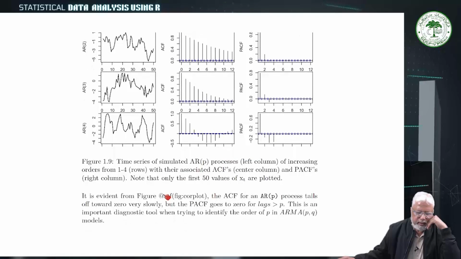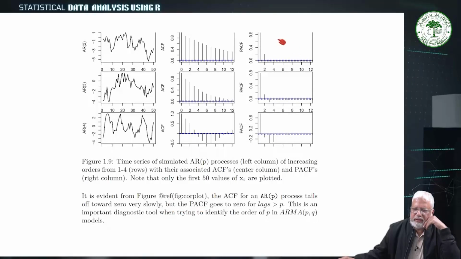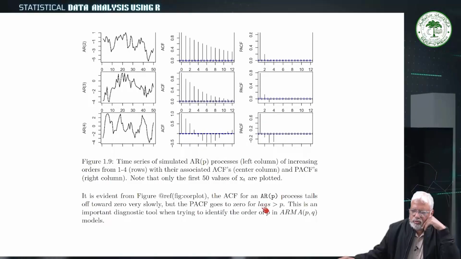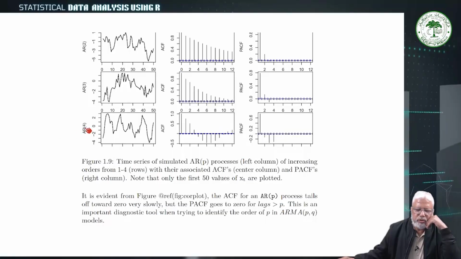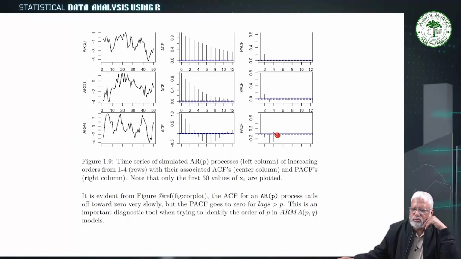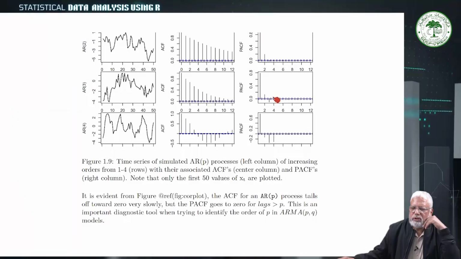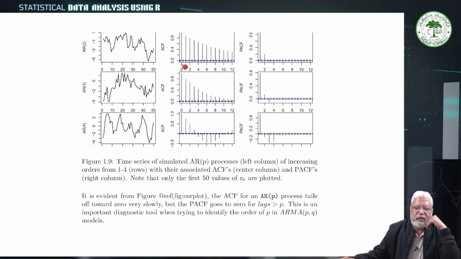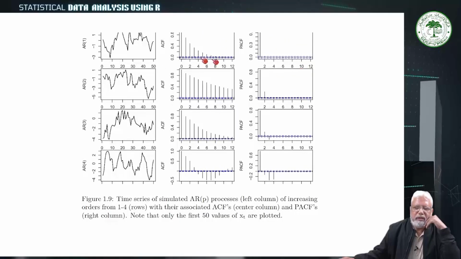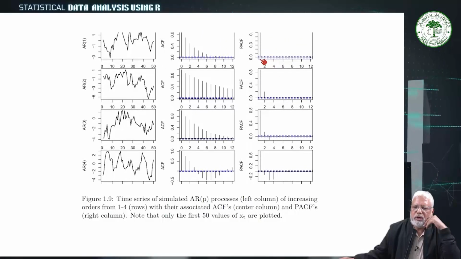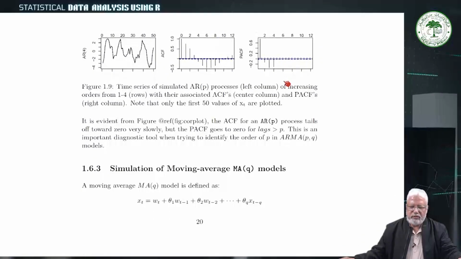But the PACF, partial ACF plots, goes to 0 for lags greater than p. See here, p is equal to 4, so it goes to 0 after lag 4. Here p is equal to 3, so it goes to 0 after 3. Here the order is 2, so it goes to 0 after 2. And here AR1, so it goes to 0 after 1. So these are the observations.